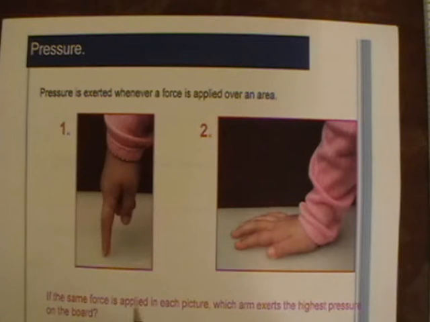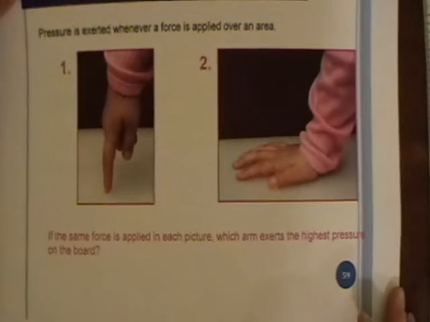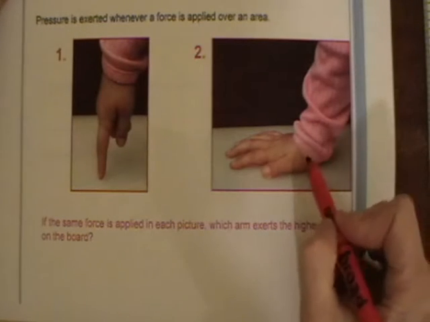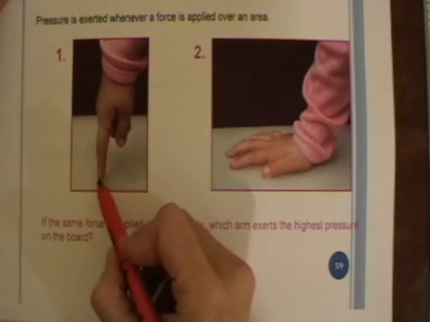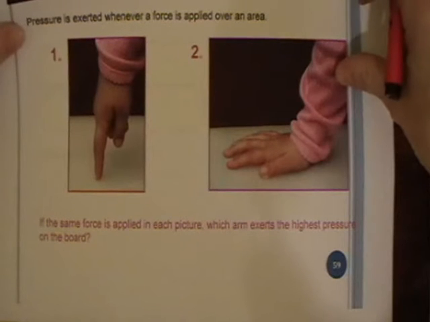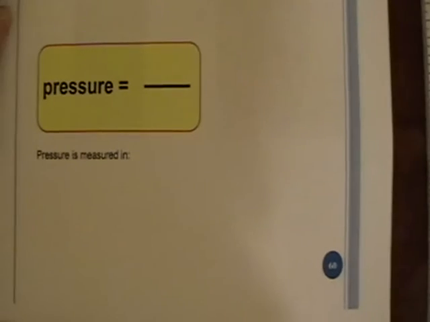So you can see the child here, she's got her finger pressing down on a surface and then she's putting her hand onto the surface. And the question beneath says, if the same force is applied in each picture, which arm exerts the highest pressure on the board or on the surface? So she's got her weight on over a wide area and she's got her weight on here over a very small area. If we have a look at the equation, we should be able to answer that question.